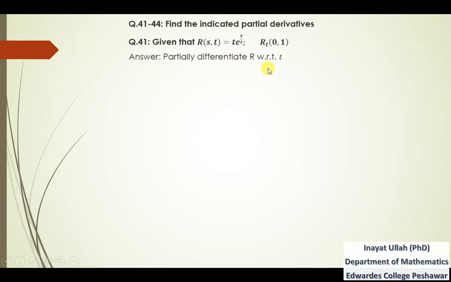So partially differentiate r with respect to t, so that is the notation. Rt of st is equal to del t of this whole function. So we see here that this is the product of two terms, t and e power s by t. Both the factors contain t. So this is the product rule. What is the product rule? First function times the derivative of the second function, plus second function times the derivative of the first.